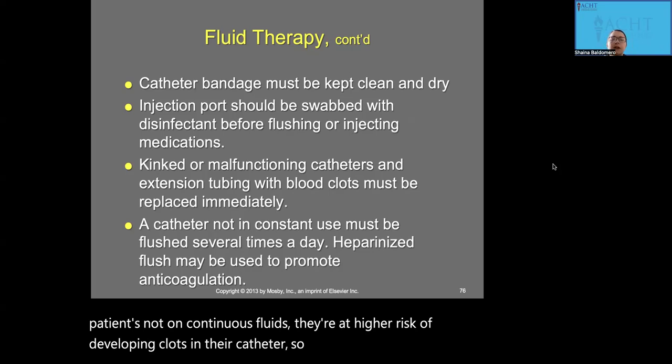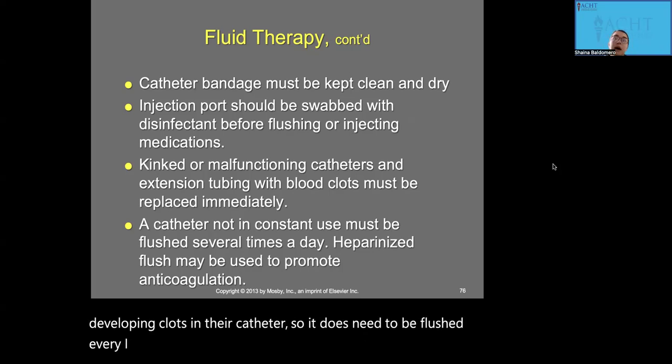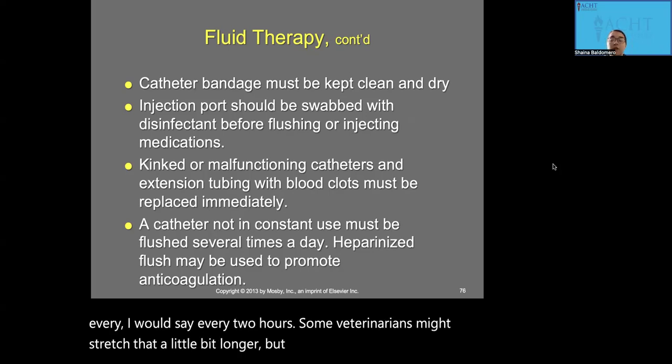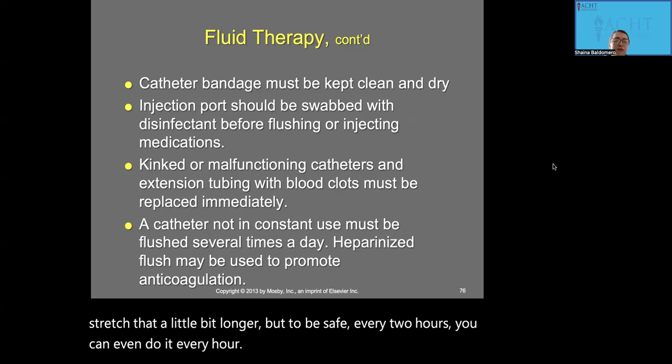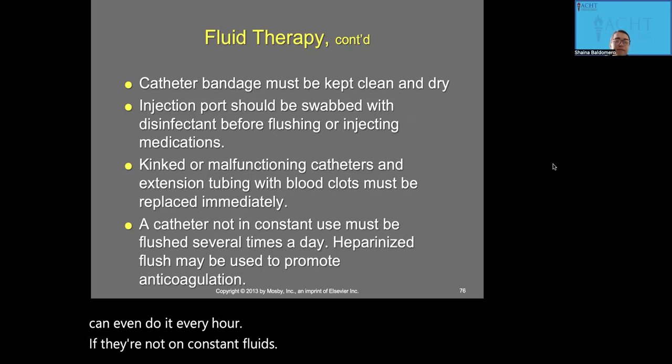So it does need to be flushed, I would say, every 2 hours. Some veterinarians might stretch that a little bit longer, but to be safe, every 2 hours. You could even do it every hour if they're not on constant fluids. And again, heparin is a must because it's the anticoagulant.